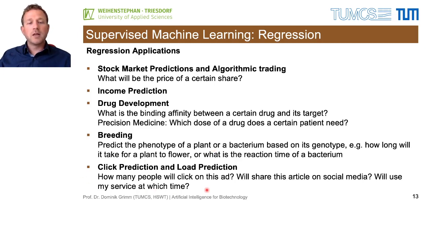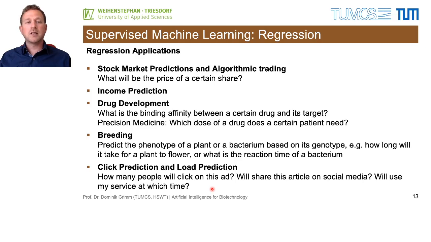Or also, for example, in internet applications, the click predictions or load predictions. I'm very often interested in how many people will click on a certain ad so that I can earn money with it. Where do I have to place the ad so that people will click on it? How many people will share my article on social media? Or how many people will use my service at a certain time point? For example, if you watch Netflix, they are predicting at which time points people will use the service more or less, so that they can scale up their systems dynamically. So these are typical regression applications.